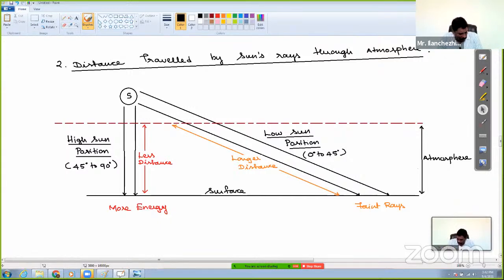Vertical sun's rays travel a minimum distance through the atmosphere, whereas slanting sun's rays travel a longer distance through the atmosphere.